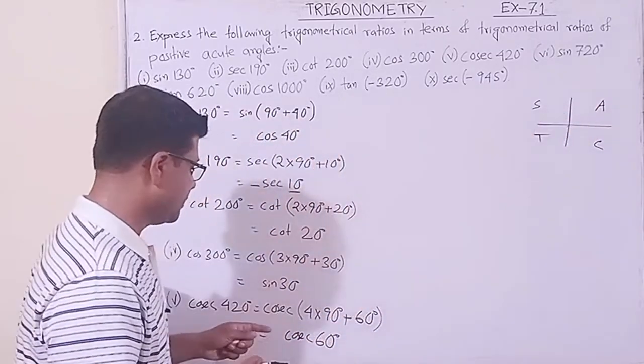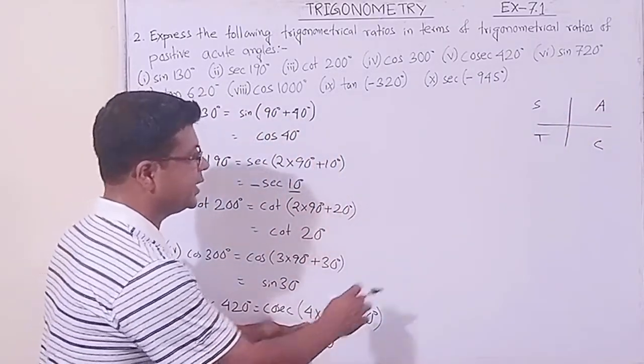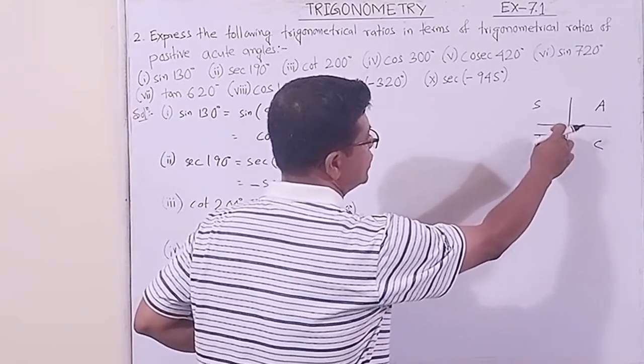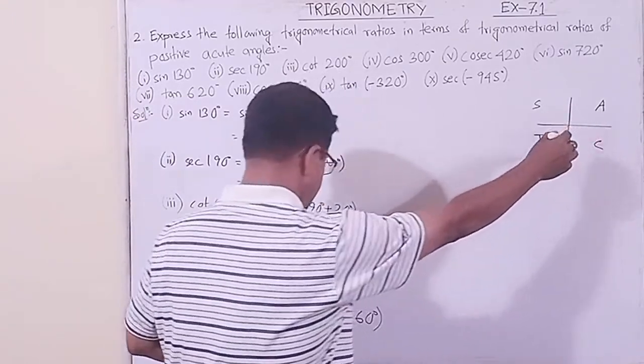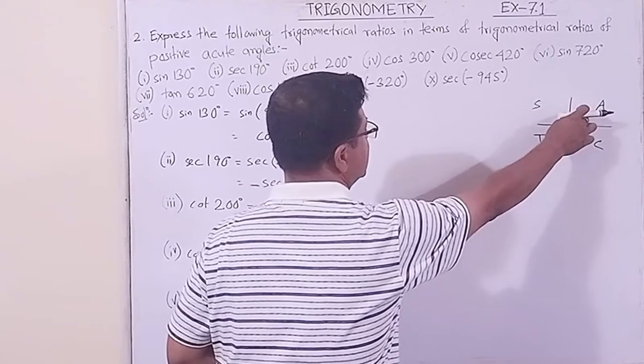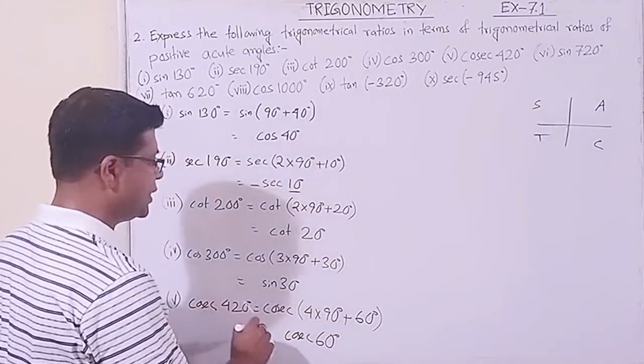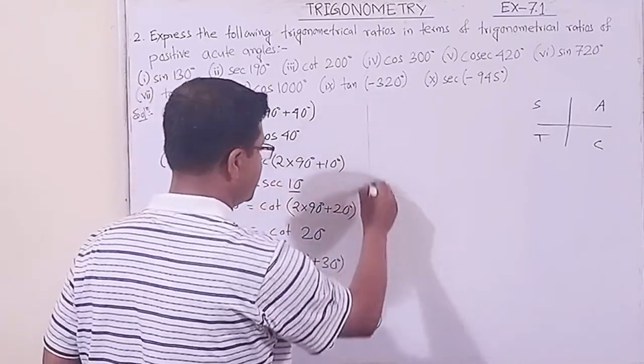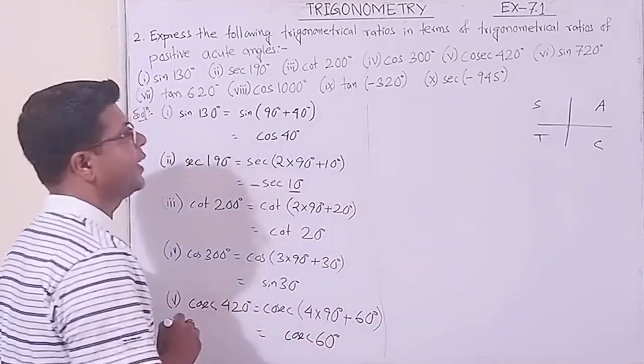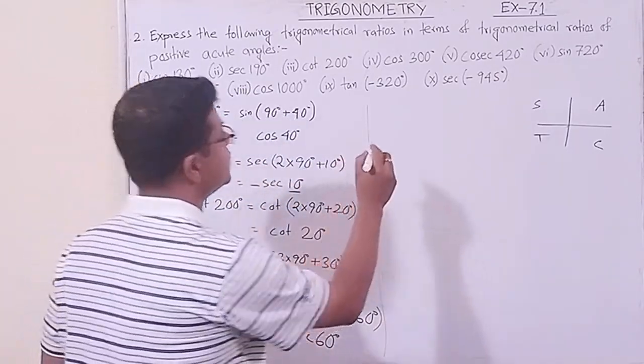If you didn't understand, again I am repeating. At first we have to complete 360 degree, 1 2 3 4 quadrants, then we have to move to this. Okay, so that is in the first quadrant. In the first quadrant all trigonometric ratios are positive. So thus we have completed up to number 5. Okay, now let us move to number 6.